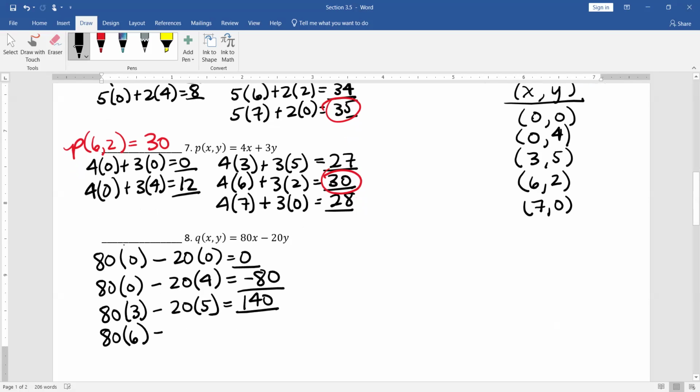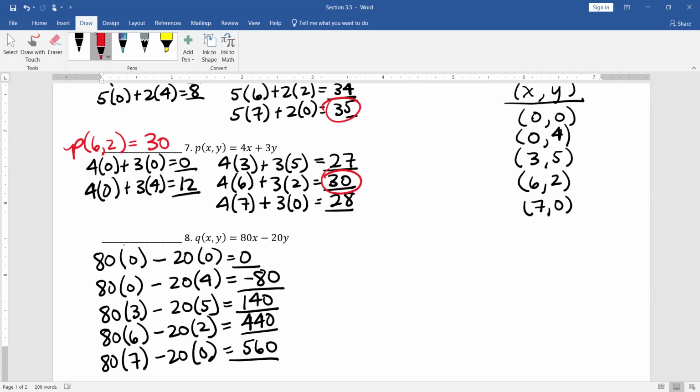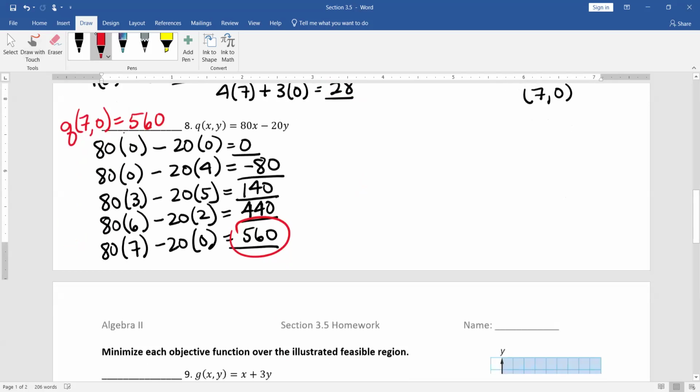80 times 6 minus 20 times 2 is 480. Oh, this is subtraction, isn't it? Okay, so 480 minus 40 should be 440. And then 80 times 7 minus 0 is definitely going to be our biggest. So that one was 560. So there's our solution for this one. So Q of 7, 0, 560. There's our maximized.